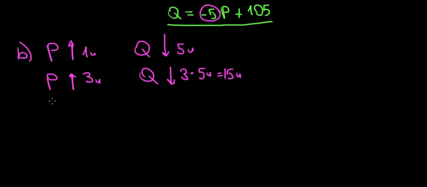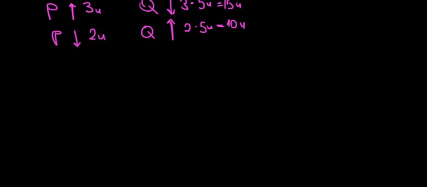And then they ask a bit differently. What if price decreases by 2 units? So let's use intuition first. Well, when price goes down, people can buy more, so they can demand more, meaning that the quantity demanded would go up, and it would go up by the same proportion, 2 times 5 units, which is equal to 10 units. Alright, that was for part B, and let's now solve part C.